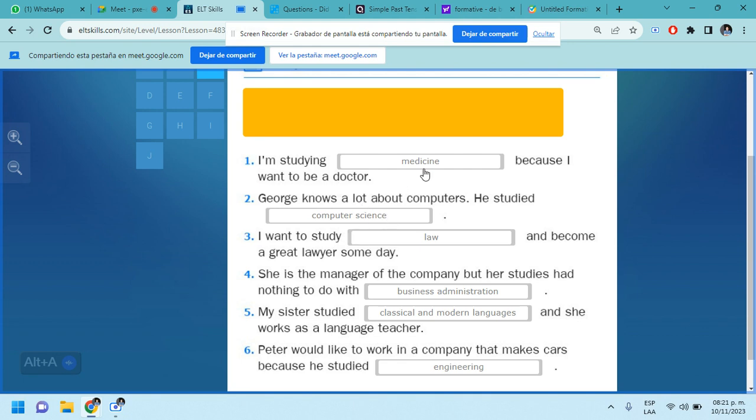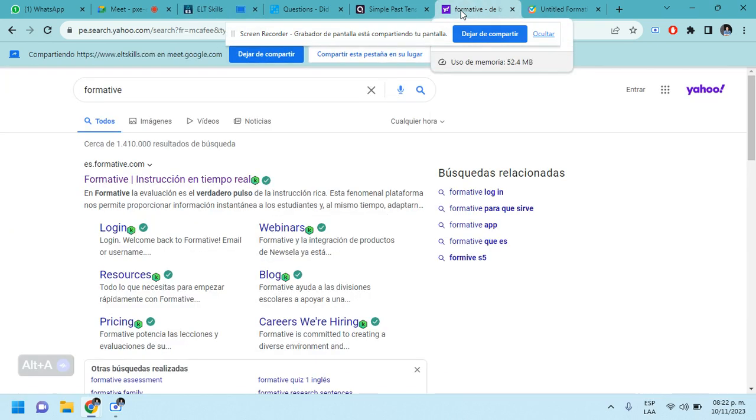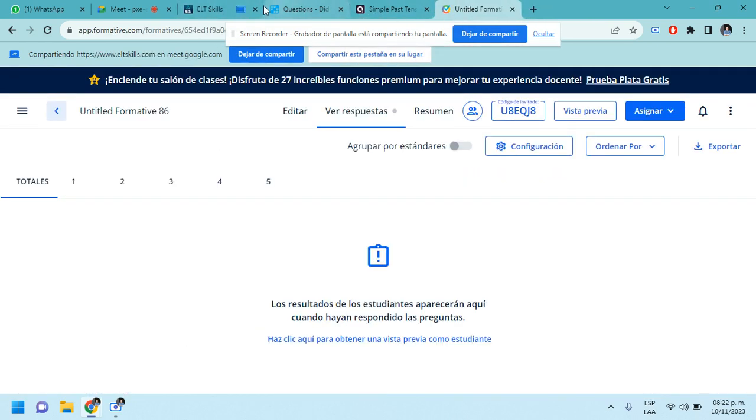Please, one more time, okay? Repeat. Medicine. Computer science. Law, lawyer. Business administration. Classical and modern languages. Engineering. Good. Remember this, okay? Because you are going to use them in a formative. But remember this vocabulary.